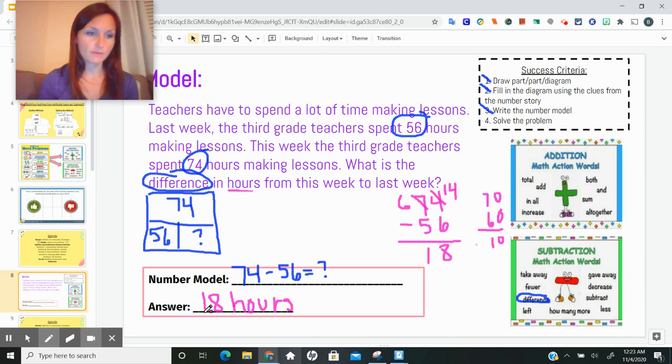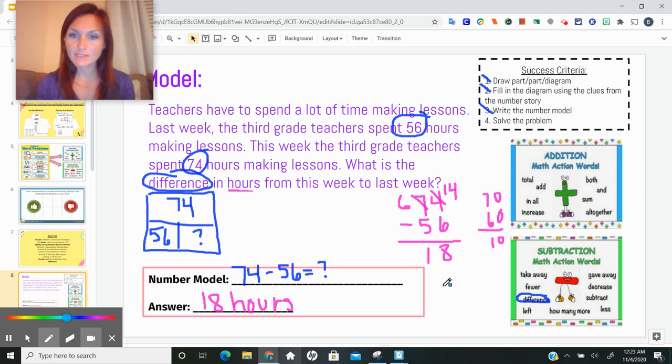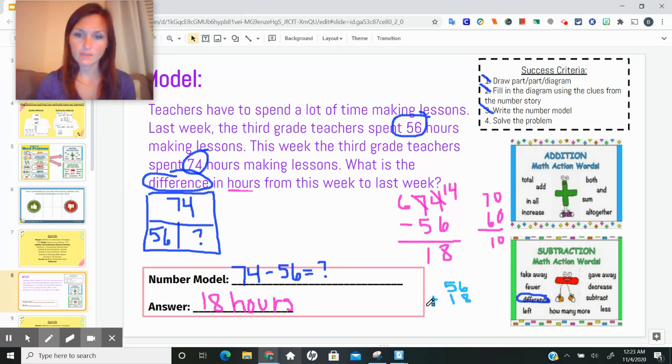If I want to check for sure, I can always go back through and I can add 18 plus 56 and see, does it equal my big number? Let's see. Take the two small numbers. 6 plus 8, 8, 9, 10, 11, 12, 13, 14. Okay, here's the 4. Carry the 1. 1 plus 5 is 6, plus 1 is 7.